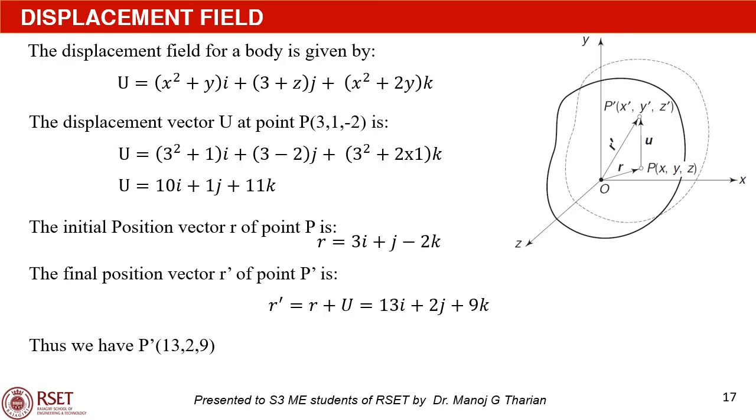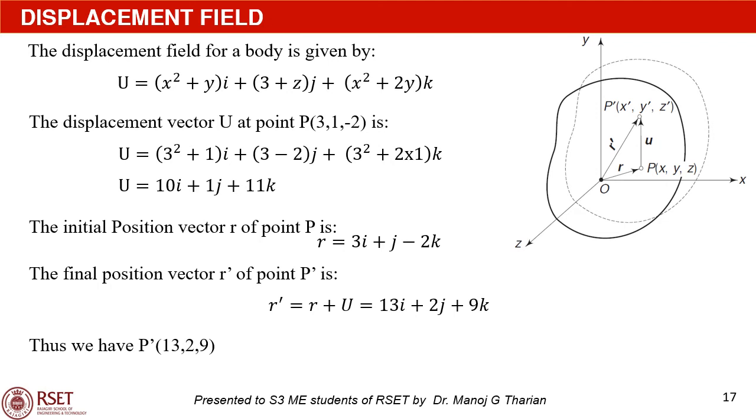Now we will see an example for the displacement field. For the body shown in the figure, the displacement field is given by U equal to (x square plus y) i plus (3 plus z) j plus (x square plus 2y) k. Now consider a point P whose coordinates are 3, 1 and -2.